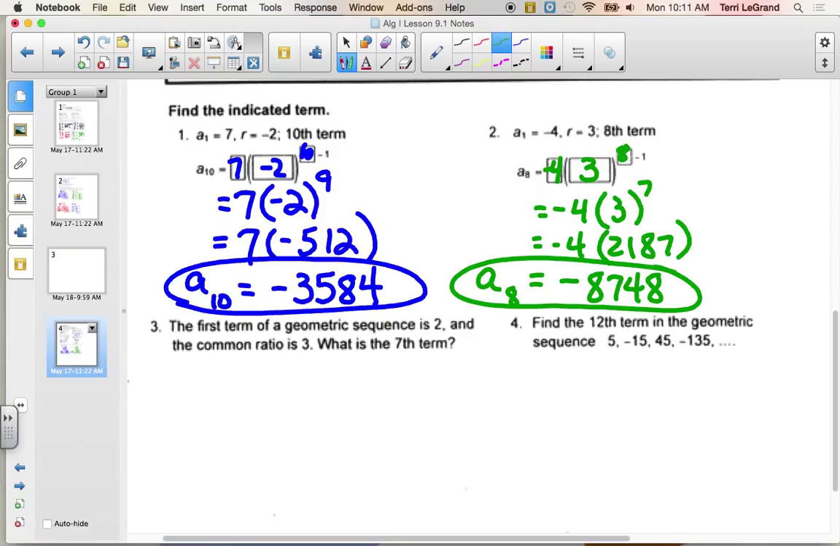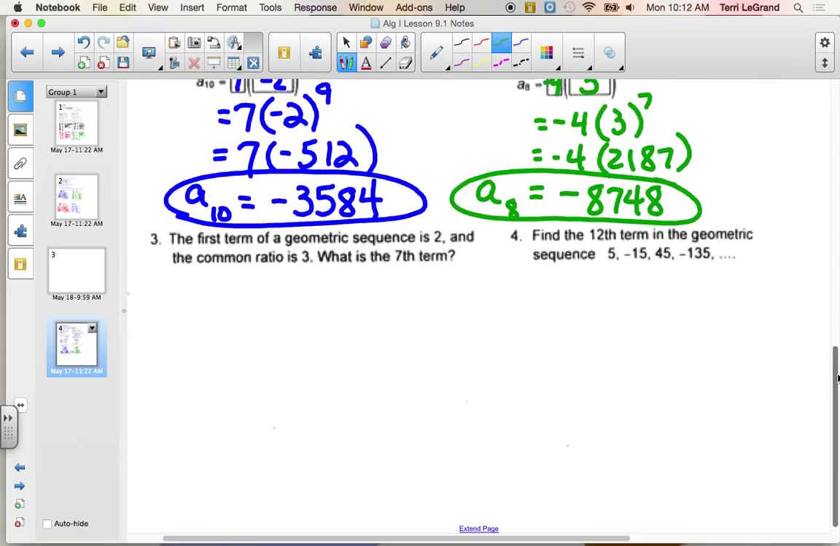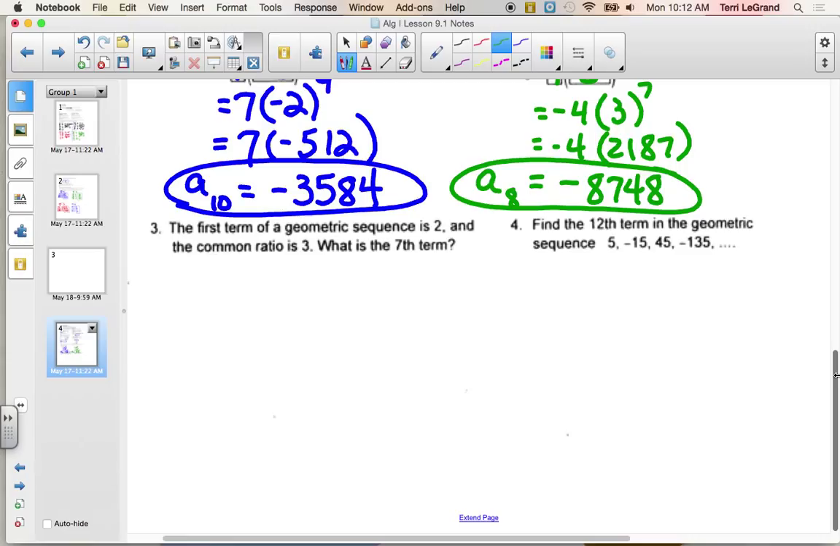Is anybody in agreement with me? Feeling like we got it? Okay. So any questions at all? Okay, well, there they are, they told us what all the parts of the formula were. Now we're going to actually give them their algebraic name.